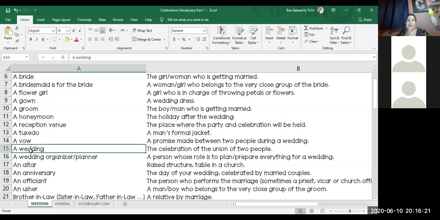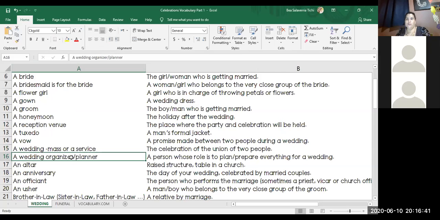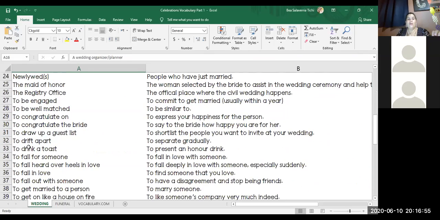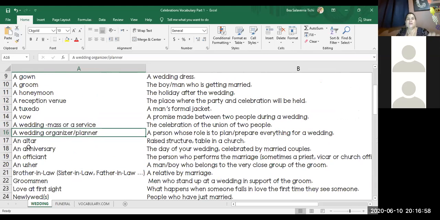Mass is misa, okay? A wedding usually has a mass or a service. If it's a different religion, it's a service. If it's misa, it's mass. And then we have a wedding organizer or planner, the person that helps you organize your wedding, that sometimes you pay, or it's your best friend or somebody very close to your family. So these are some of the words for wedding. I'm not going to share all of them, just the most important ones related to the main characters in a wedding.